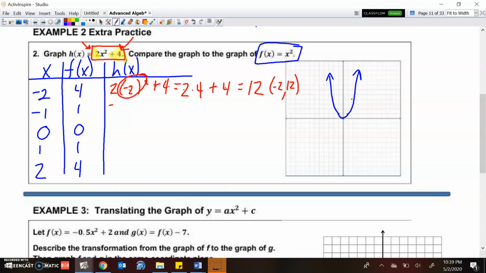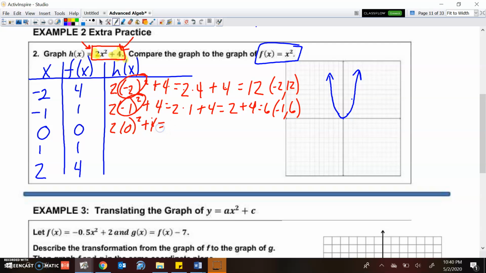All right, next I'm going to do the same thing. I'm going to substitute a negative 1 this time. Negative 1 squared is 1. So I have 2 times 1 plus 4. 2 plus 4, which is 6. So now I have negative 1, 6. Next, 2 times 0 squared plus 4. 0 is always a nice one because 0 times anything is 0. So I have 0 plus 4, which is just 4. So this point is 0, 4.